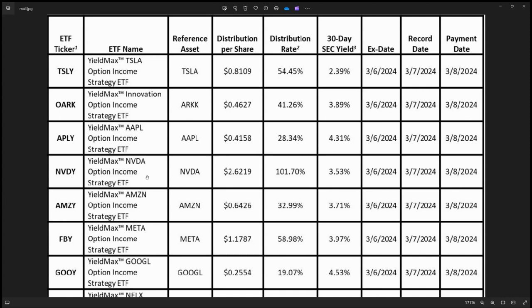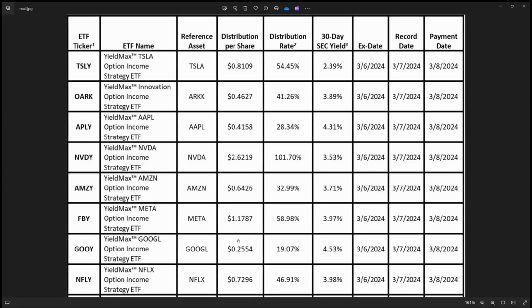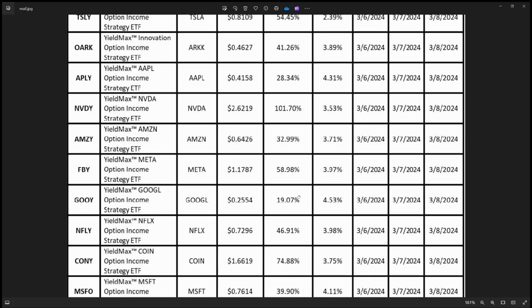NVDY, NVIDIA, a whopping $2.62, 101.7%. Very impressive. AMSI, 64 cents, or 33%. Very nice. Phoebe, FBY, $1.17. Not bad. Almost 60%. GUI, only 25 cents. That's interesting. 19%. I was expecting more from GUI.